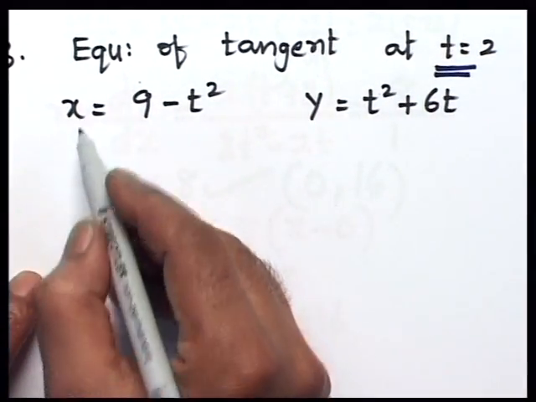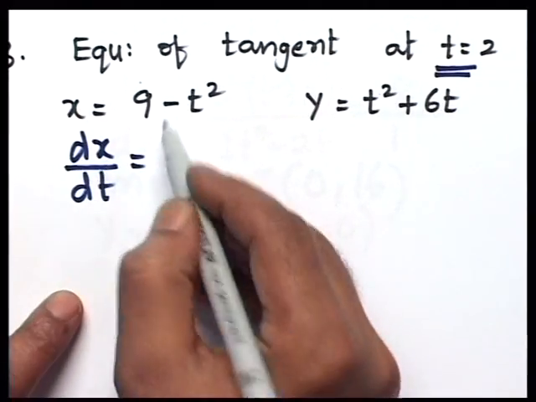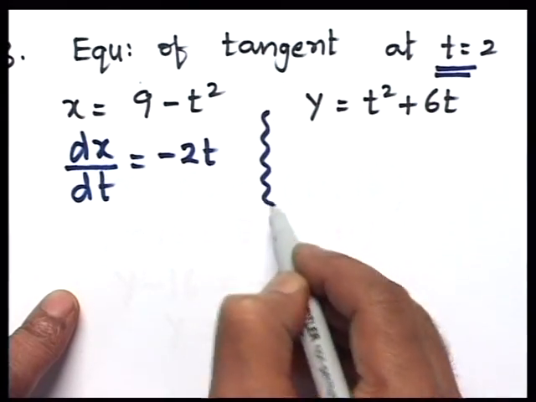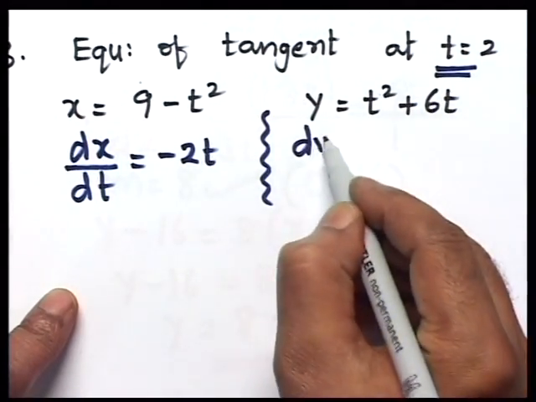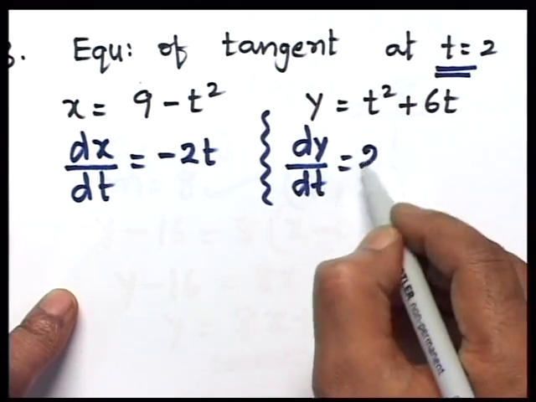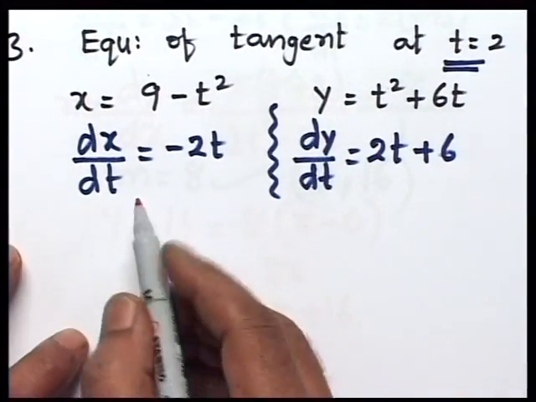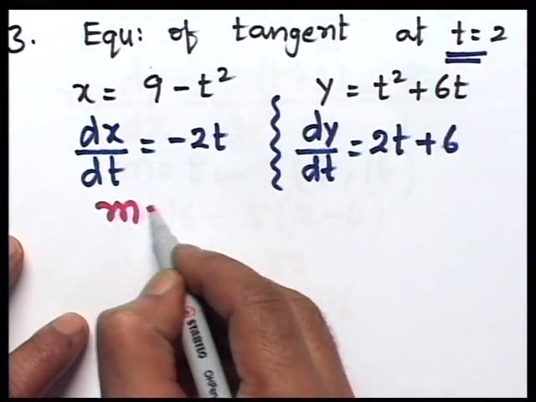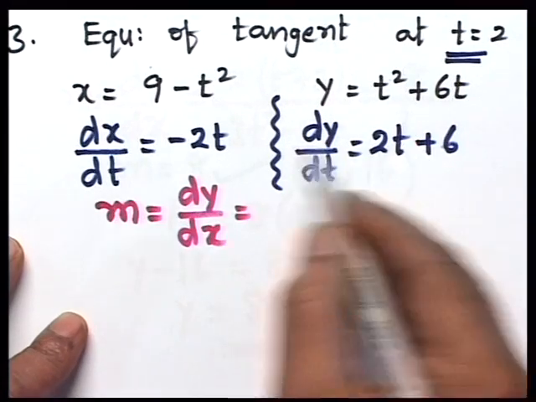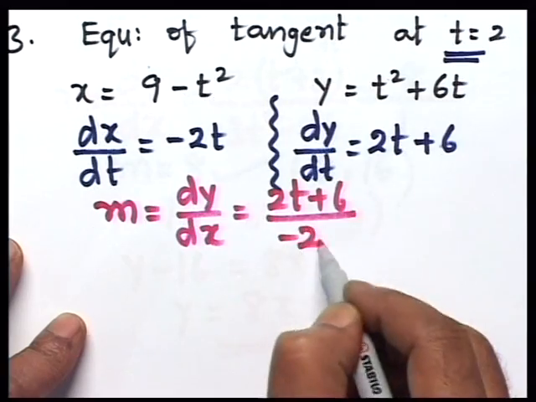So find dx over dt. We are finding the gradient, please. It equals 9 minus t squared, so that's minus 2t. That's all we have. Let's find dy over dt here. That should be 2t plus 6, right? Once you have that, you can write the gradient m equals dy over dx, which is that divided by that. So 2t plus 6 divided by minus 2t.